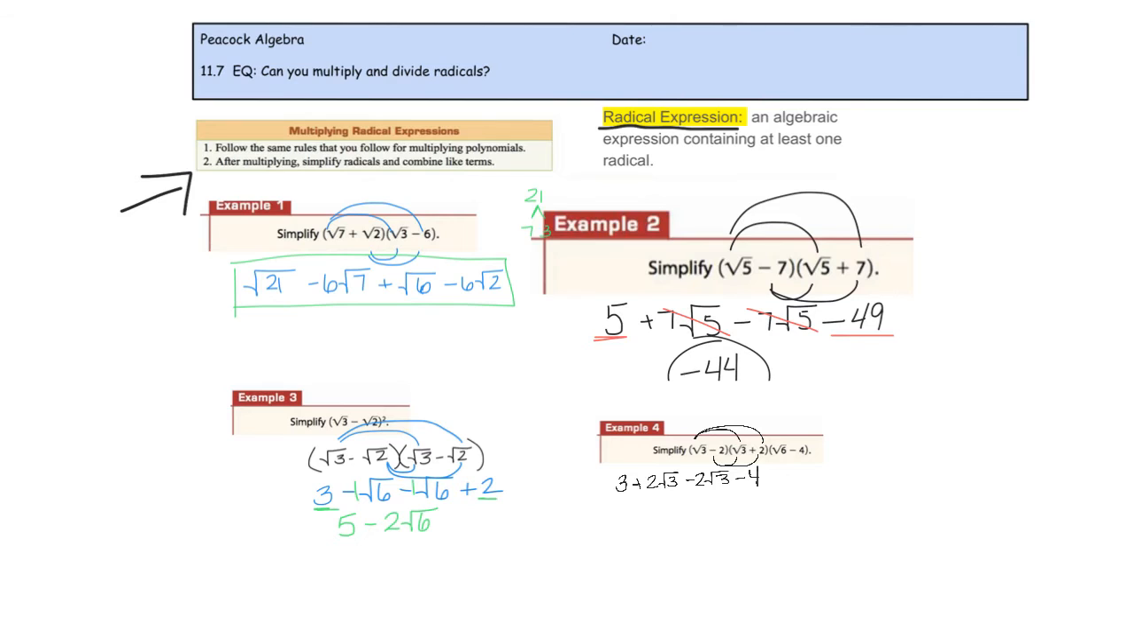Now that entire thing is still going to be multiplied by the binomial square root of 6 minus 4. Now let's look at this first polynomial here. I've got a positive 2 square roots of 3 and a negative 2 square roots of 3. Those guys are going to cancel out. And I have a 3 and a negative 4. Those can combine. Look at this, my friends. This makes life easy. That's negative 1 times the square root of 6 minus 4.